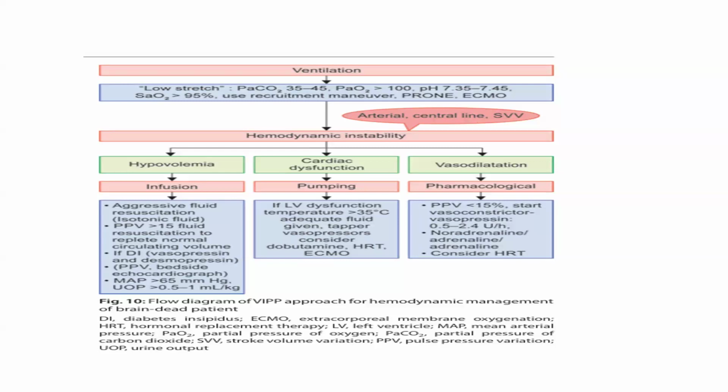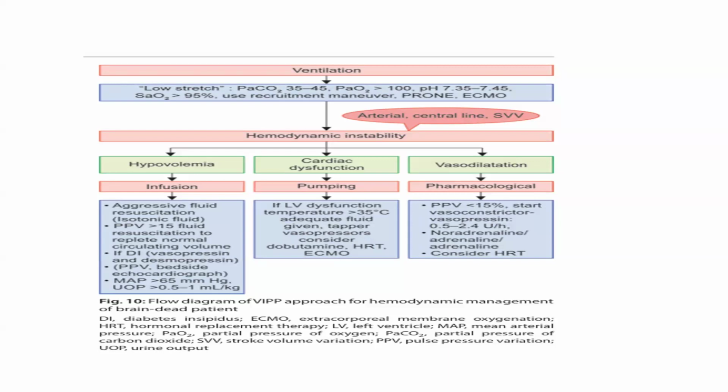Then regarding hemodynamic instability, first correct hypovolemia by infusing aggressive fluid resuscitation. Pulse pressure variation should be more than 50. Fluid resuscitation to replenish normal circulating volume. If there is diabetes insipidus, then use vasopressin or desmopressin. MAP should be more than 65 mmHg. Urinary output should be more than 0.5 to 1 ml per kg.